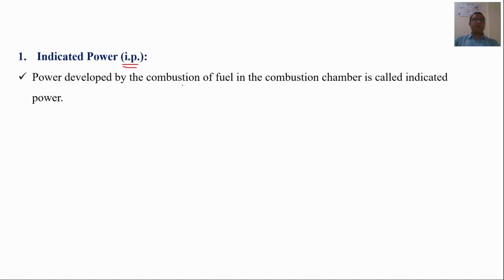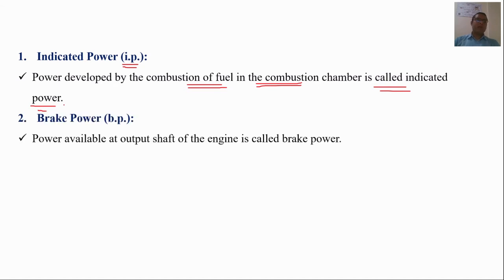Power developed by the combustion of fuel in the combustion chamber is called indicated power. So in short, you can read this definition as power developed within the engine cylinder is known as the indicated power. Second is brake power, in short form represented as BP. Power available at the output shaft of the engine is called brake power. This is the final output power of the engine.